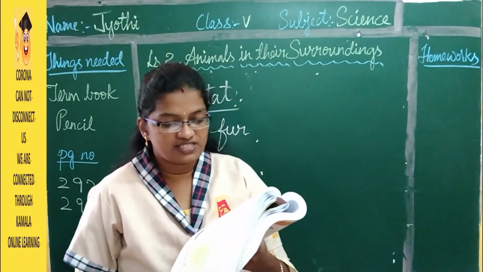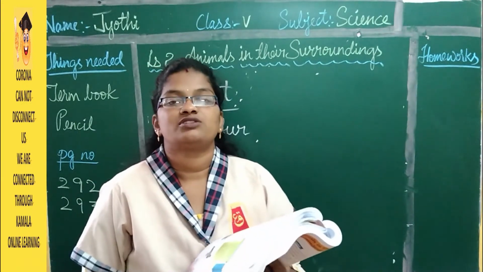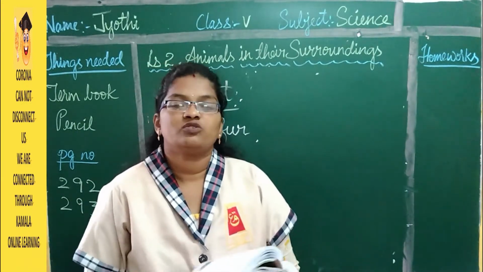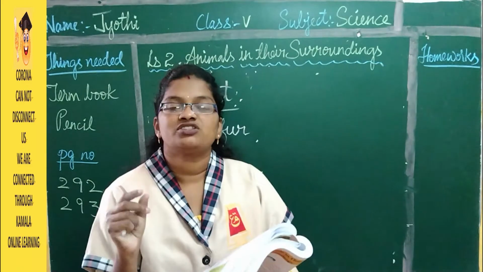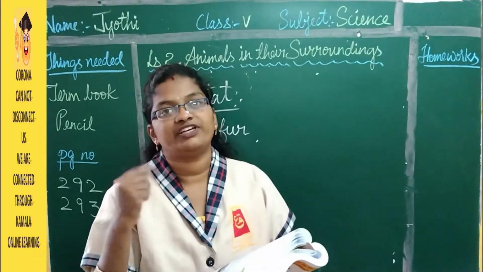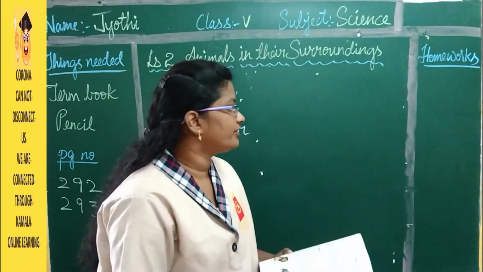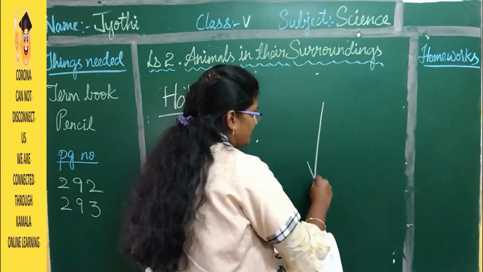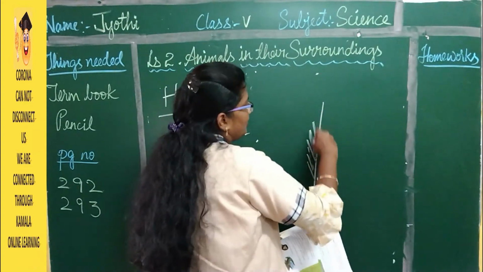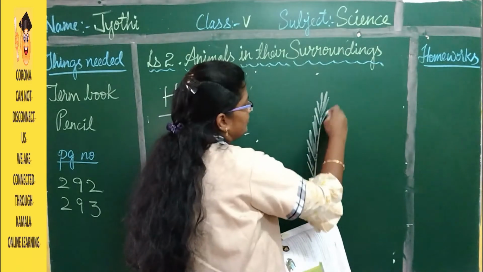So birds have skin covered with feathers. So what do birds have? Birds also have skin, but instead of hair they have feathers. That is nothing but the quill. Feathers are like this. So completely it's covered with these feathers.